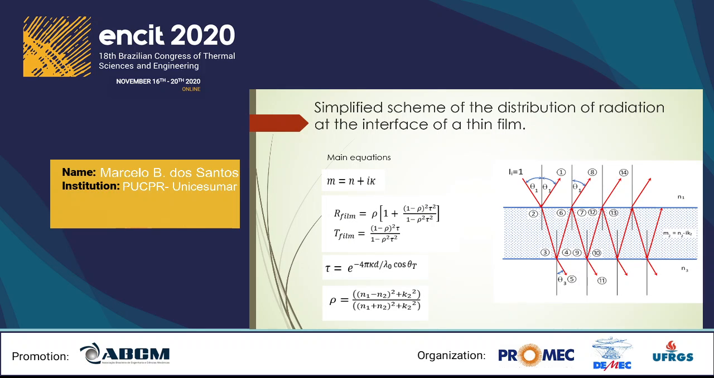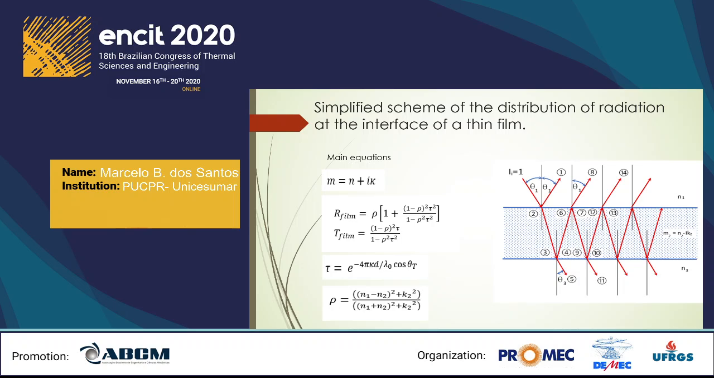To simplify the scheme of the radioactivity distribution of energy, we have a ray of light that comes from medium 1 into medium 2. When the ray of light is incident between medium 1 and 2 at their interface, some energy is reflected and another energy will be transmitted. Of the energy transmitted, some is absorbed by the material and another part is transmitted.